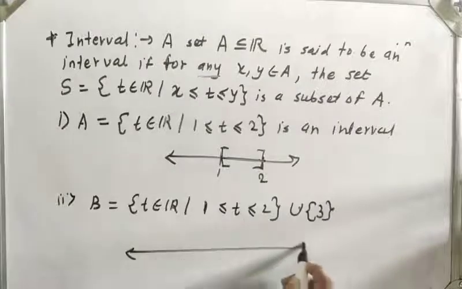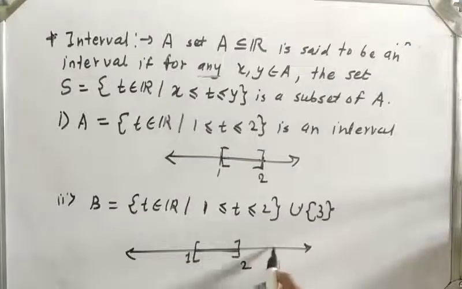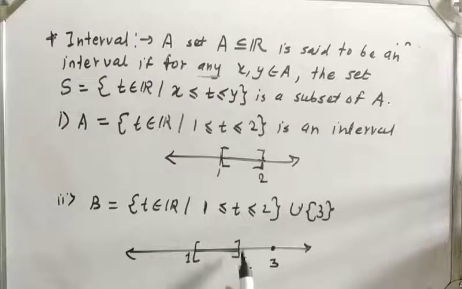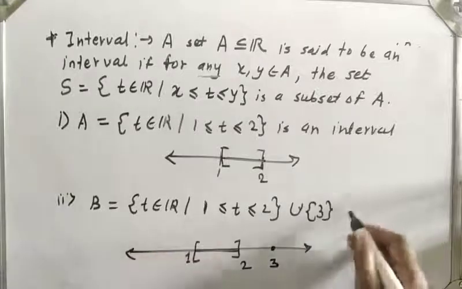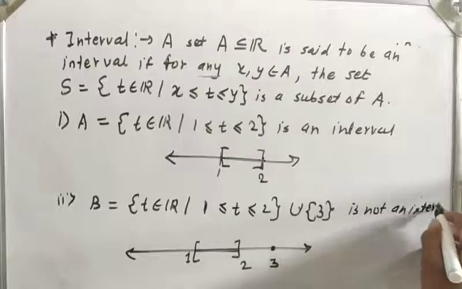What are we considering? 1 to 2, this whole part, union this 3. Can this set be an interval? No, it is not possible. Why not? Because these middle elements are not included. There must be a complete set or line segment that must be included in the set. So here B is not an interval.